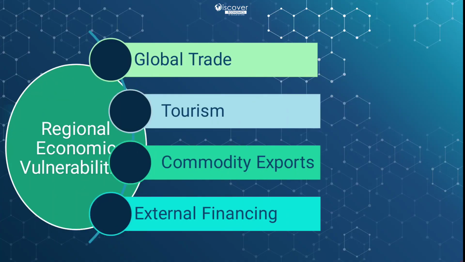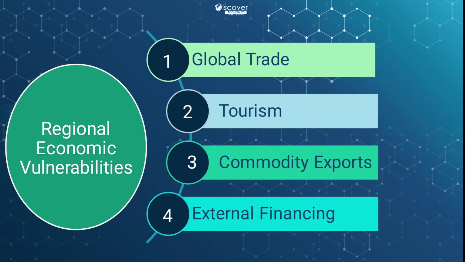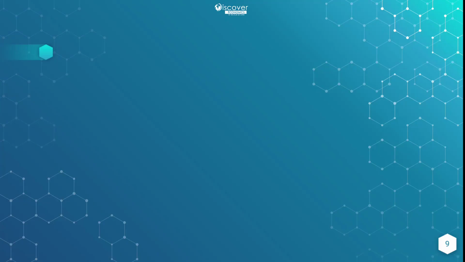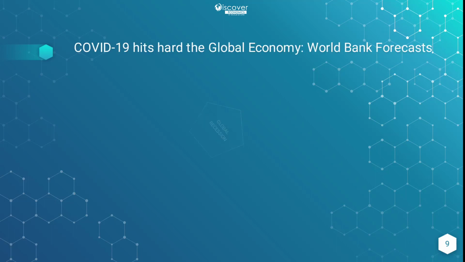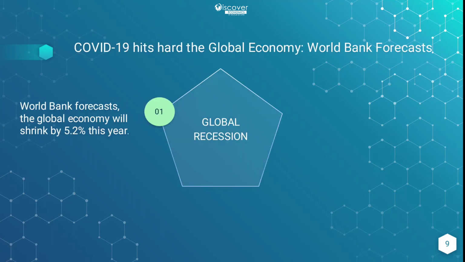Now we had regional economic vulnerabilities, like global trade restrictions, the tourism industry was stopped and banned, commodity exports were not being done, and external financing was not being done. So all these things are going to ultimately cause a negative multiplier effect in the economy and more economic and societal problems for the country. So the coronavirus hits the global economy hard.